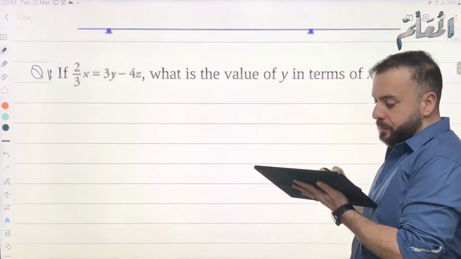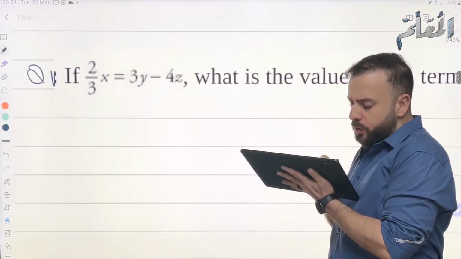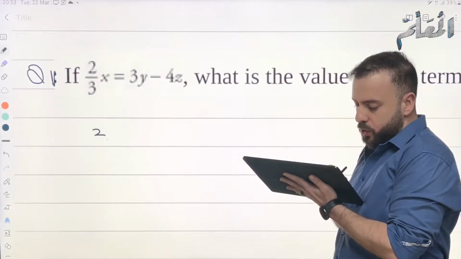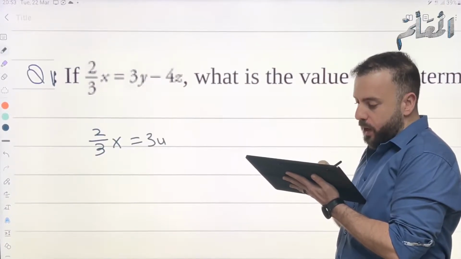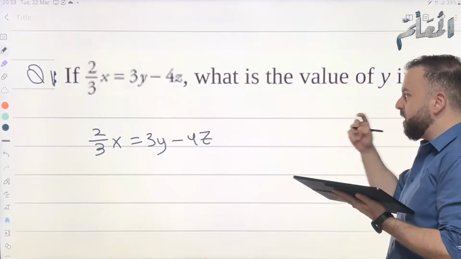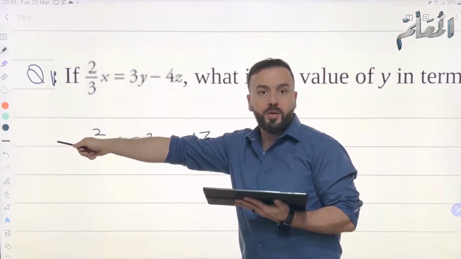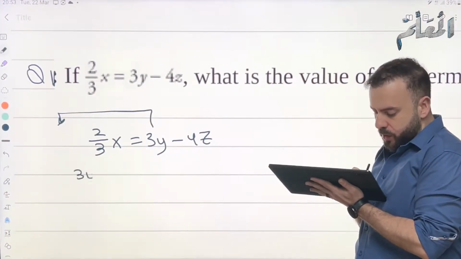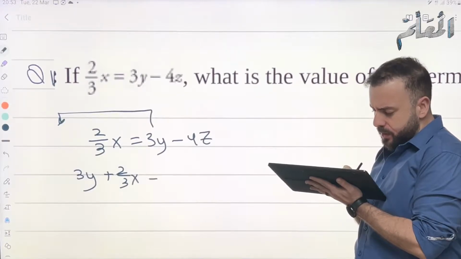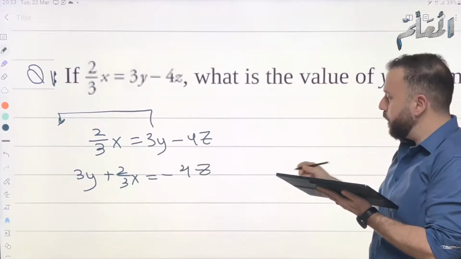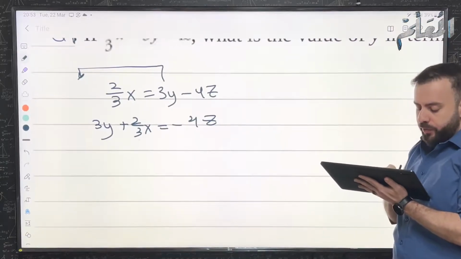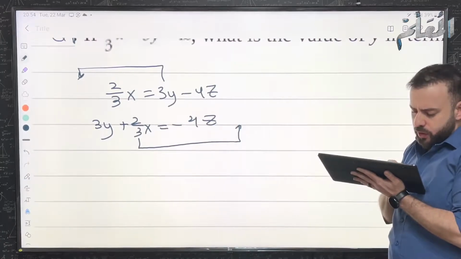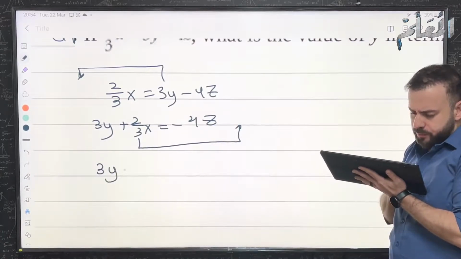Step 1, we're going to find the value of y. So 2 over 3x is equal to 3y minus 4z. The first step that I'm going to do is shift the 3y to the left side. So there's going to be 3y plus 2 over 3x is equal to negative 4z. Next step, I will shift the x to the right hand side. So in this case, it's going to equal 3y.